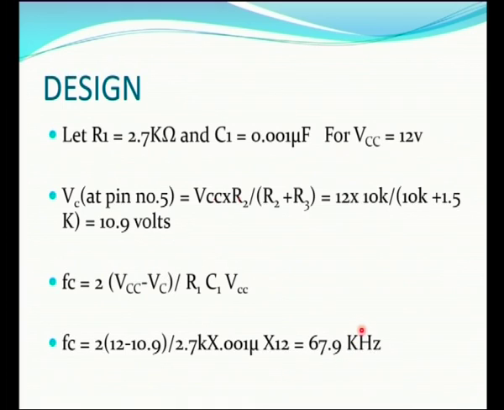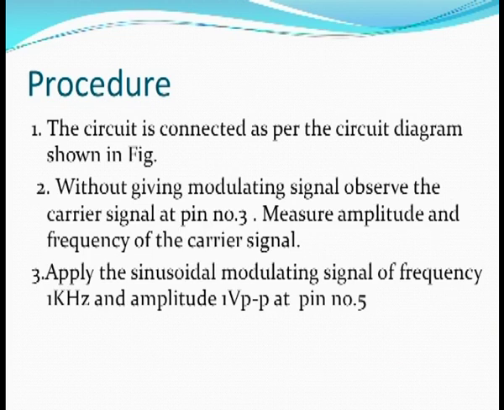After this, we will be providing the input modulating signal to pin number 5. The procedure to conduct the experiment is as follows. First step, the circuit is connected as per the circuit diagram. We have just seen the circuit diagram where at various pins of the VCO, we have calculated the values of R1, C1, R2, R3 and then we have wired up the circuit.